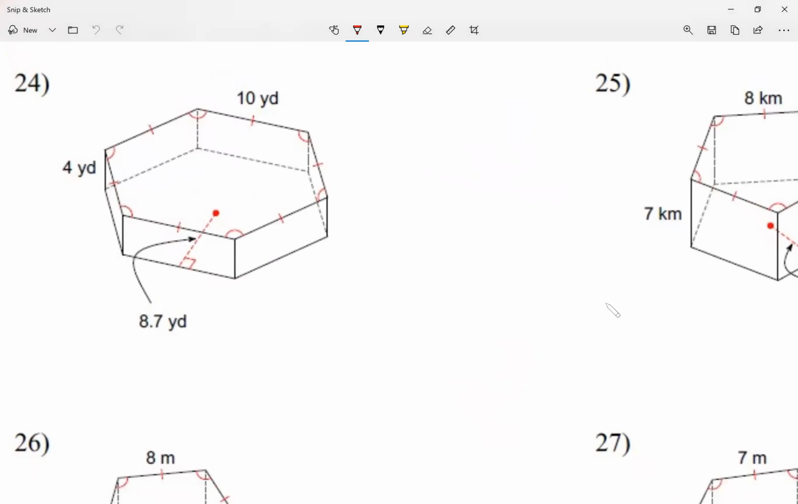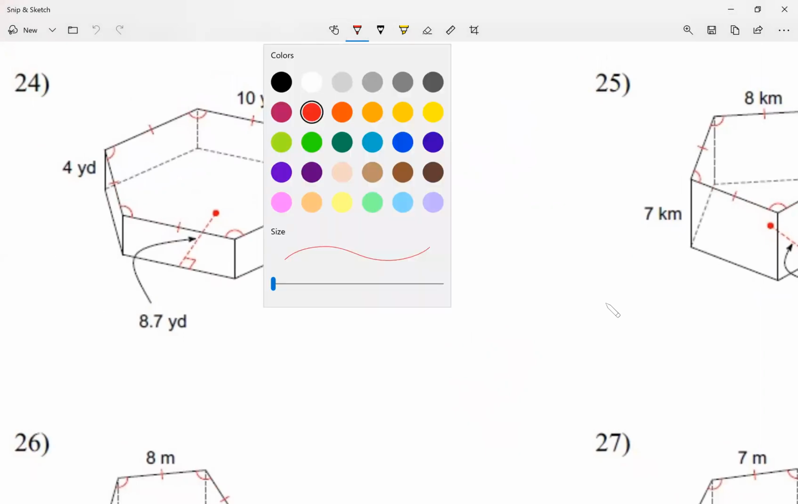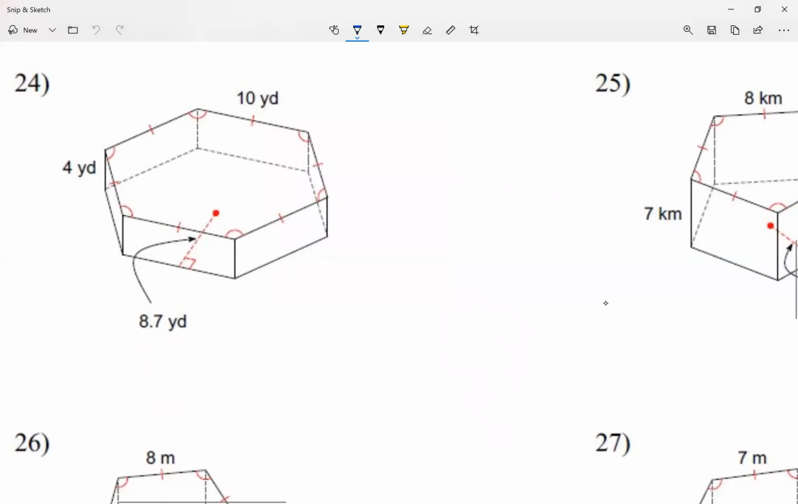The base in this case is going to be a hexagon, right? It has 6 sides, a regular hexagon. Let me highlight it. You guys can see there's one at the bottom, which is the one I highlighted, and there's one on the top. Now, notice on the top, these little slashes, what that means is that all the sides are equal. So I'm gonna say this side right here is 10.